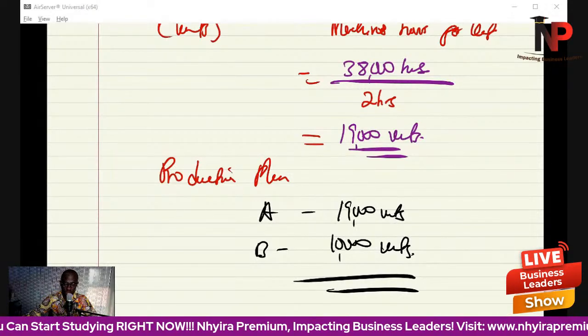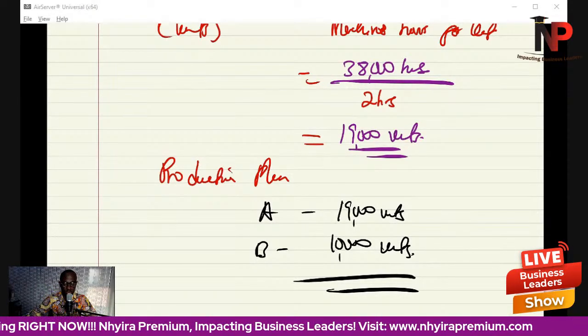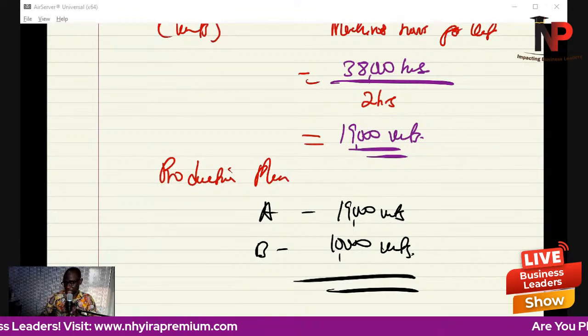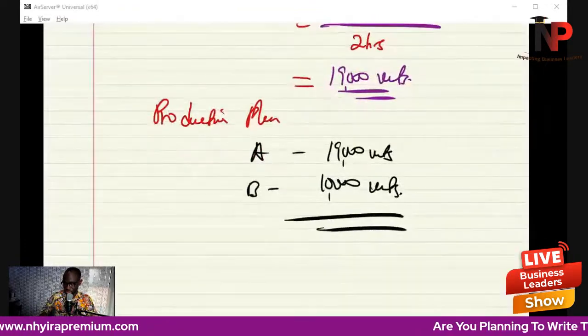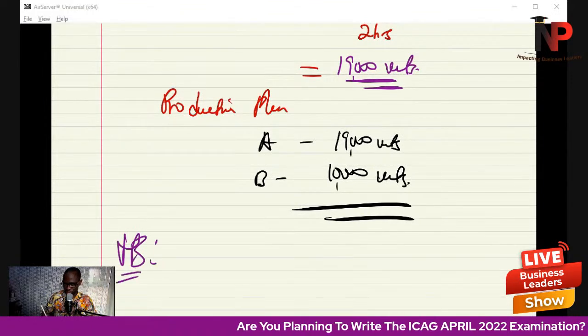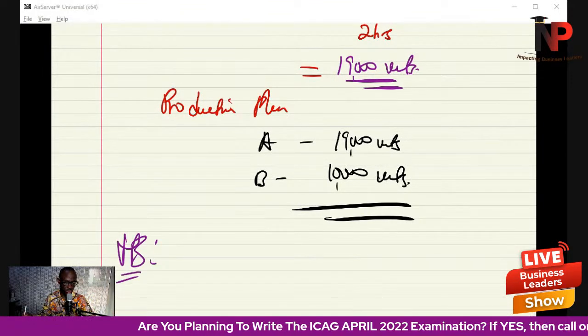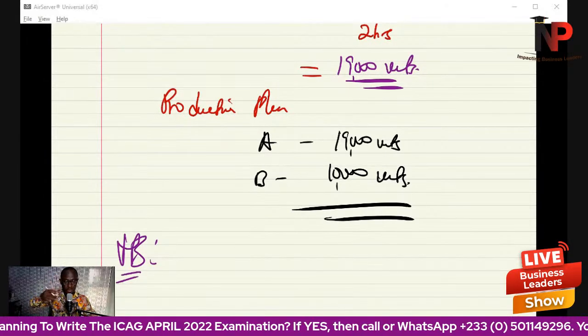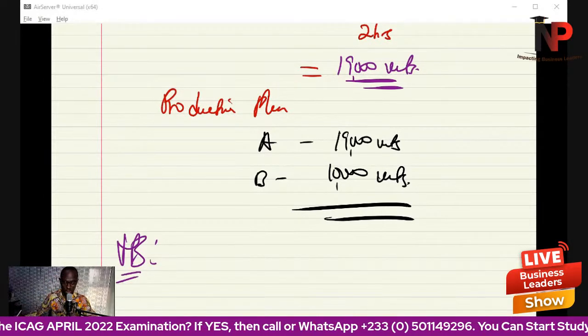Does that make sense? That's our optimum production plan. That is the issue about that. So for instance, if assuming, now note this very well, if assuming we had in the question a demand available or a contract, what we do is that we will produce that one first before applying the production plan.